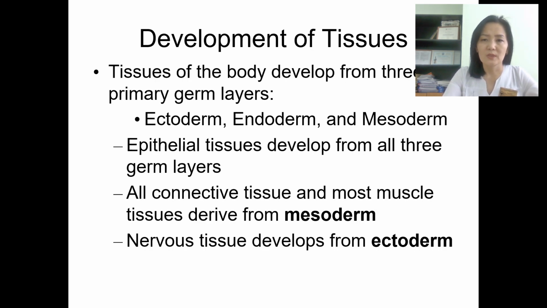If we look at the development of tissues, tissues of the body develop from three primary germ layers. I hope you remember the germ layers: ectoderm, endoderm, and mesoderm. Epithelial tissues develop from all three germ layers, depending on the type of epithelium. All connective tissue and most muscle tissues derive from the mesoderm. Nervous tissue develops from ectoderm.